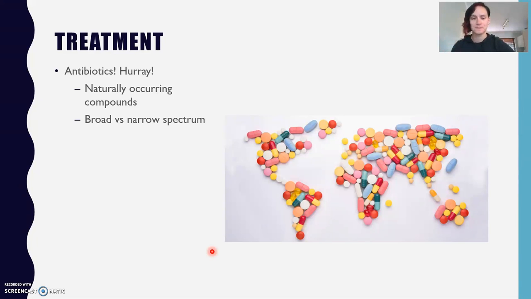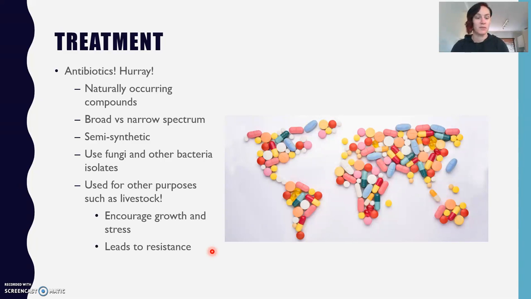particular bacteria. They are semi-synthetic, so sometimes we can now make those naturally occurring compounds and mix them with different things, often things from fungi and other bacteria as well to help us out. They are also, once upon a time, and in some countries still are, used for livestock. They encourage growth during stress.